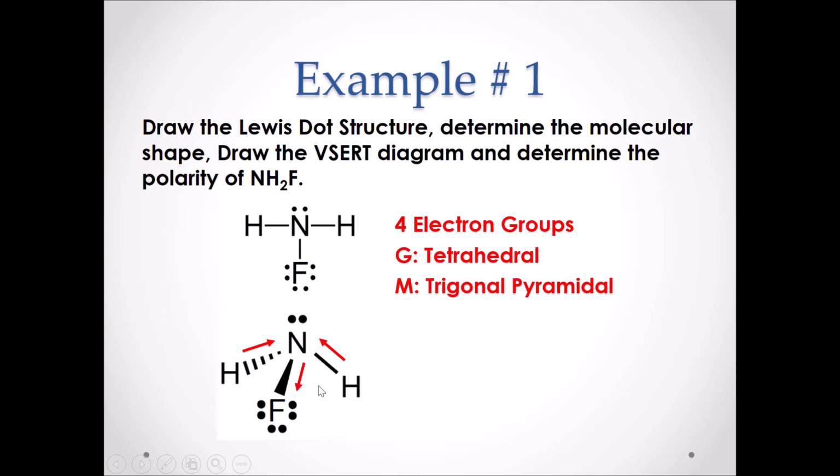We can see that not all bonds are perfectly counteracted in this molecule. And we also have a lone pair on the nitrogen, which is not counteracted properly by the fluorine bond. This is going to be an asymmetrical molecule, making it a polar molecule.